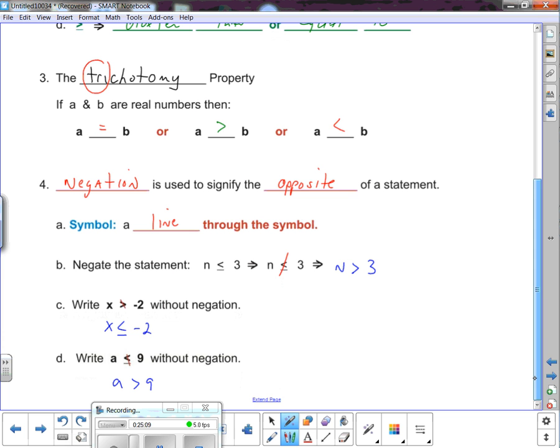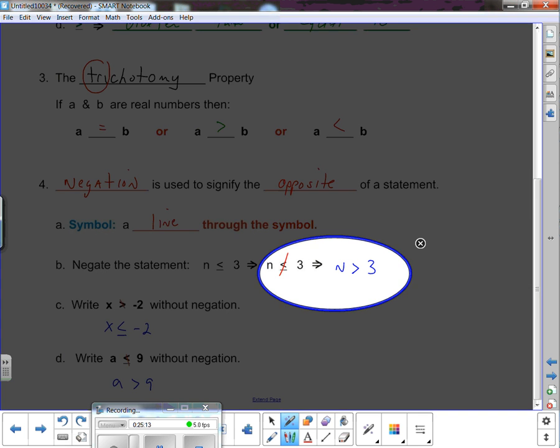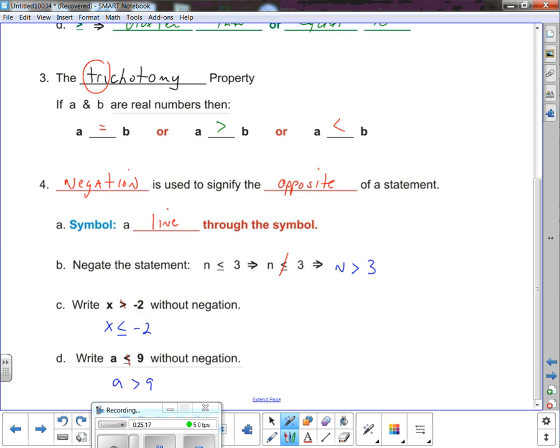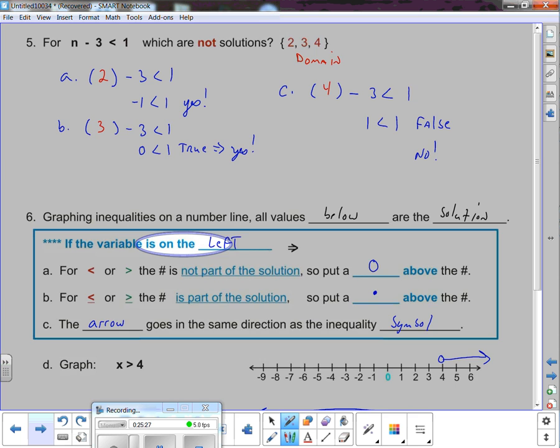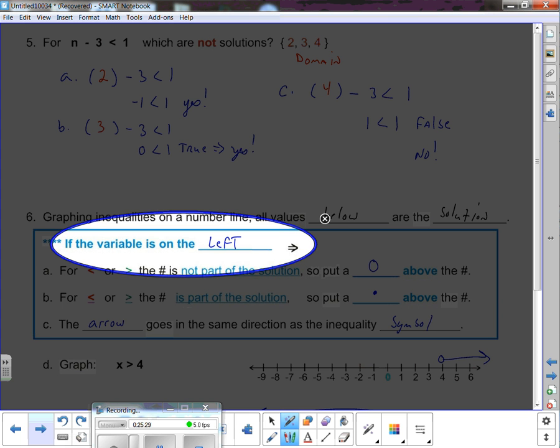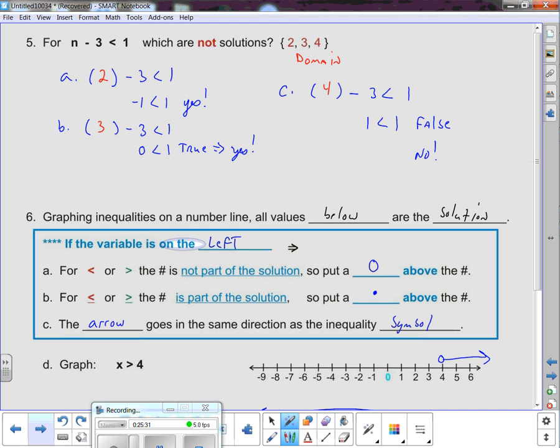Hey, negation, make sure you know how to negate. Make sure you know how to do negation and how to get the inequality from it. Talked about the domain, subbing in the domain, right? Not a big deal. And then how do you graph? Look, this is the thing that you cannot forget. Make sure your variable's on the left. If you do, it should be easy.